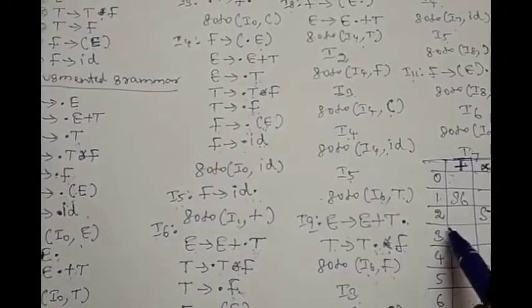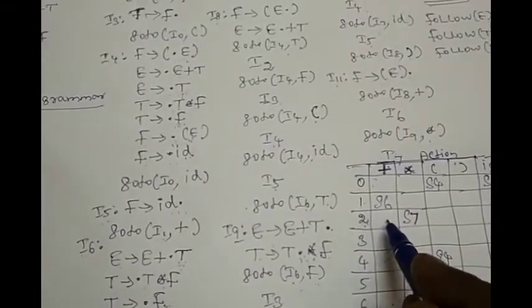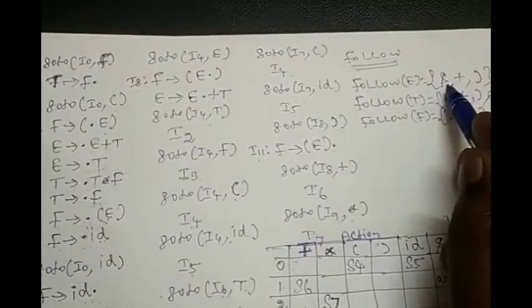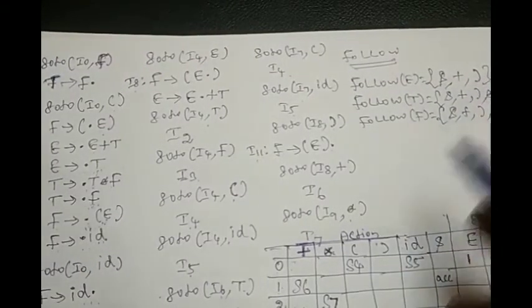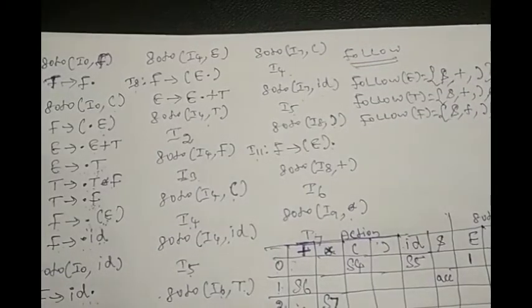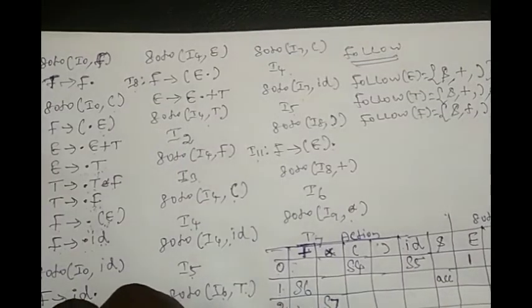So in item set 2, we are getting E tends to T dot. So for E, the follow is dollar, plus and the close bracket. So in item set 2, under these, including plus, you have to write R2.